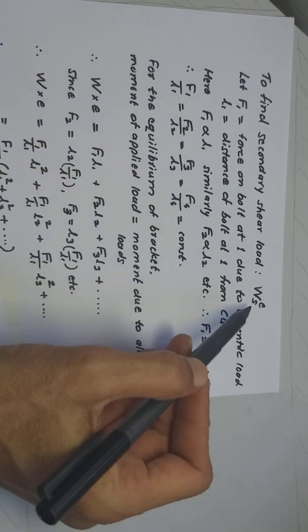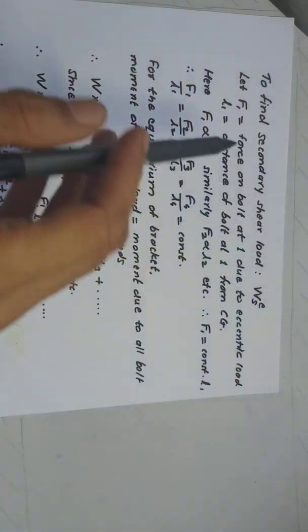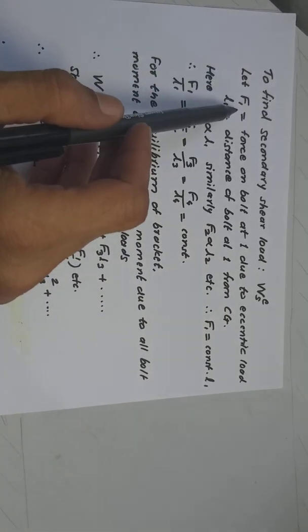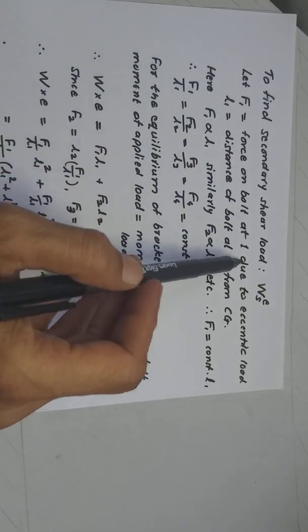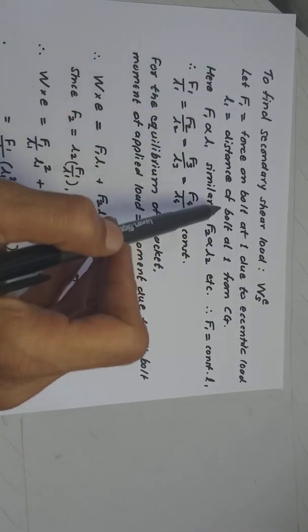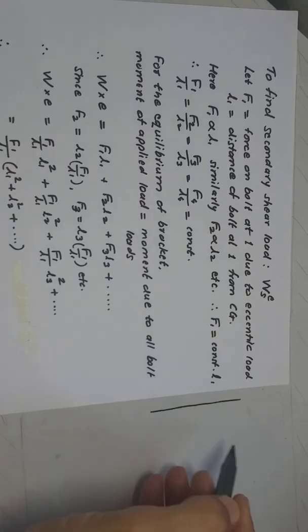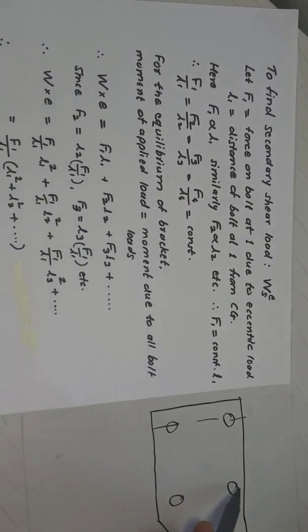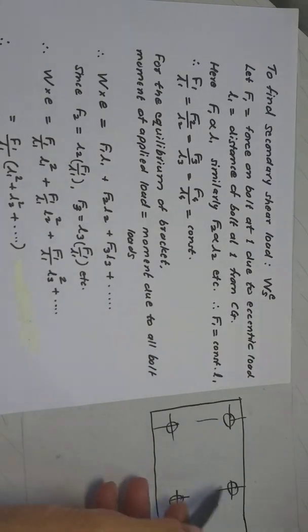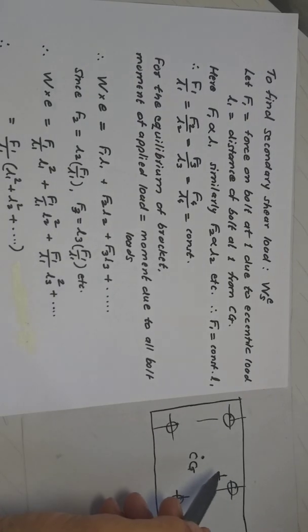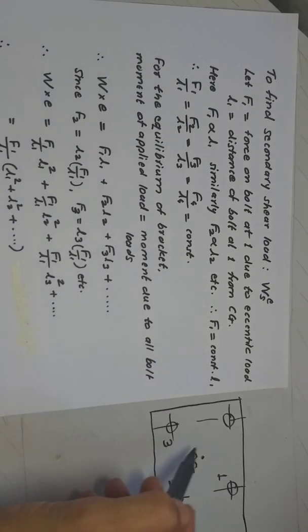So to find the secondary shear load WSE, shear load eccentric, there is one observation that is made use of. Let F1 be the force on the bolt at 1 due to the eccentric load, and that bolt is at a distance of L1 from the CG. So I'll just draw the figure here. If this is the bracket and if these are the bolts, and if this is the CG, then suppose the bolt here is called bolt 1, this is 2, this is 3 and this is 4.